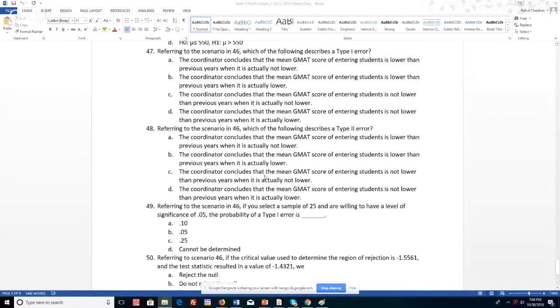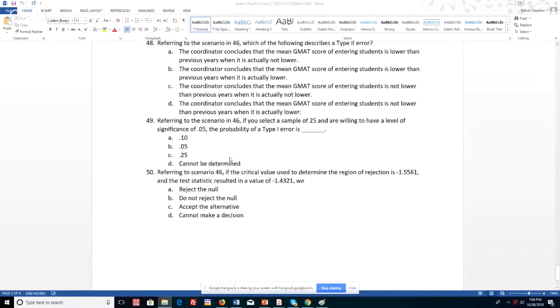Okay, and that just answered our next question. So what's a type 2 error? That's D here. And then referring to the scenario in 46, if you select a sample of 25 and are willing to have a level of significance of 0.05, the probability of a type 1 error is, so your level of significance is also known as your alpha, which is also known as your probability of type 1 error. So it's going to be 0.05.